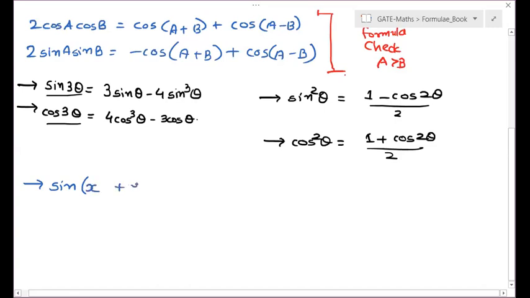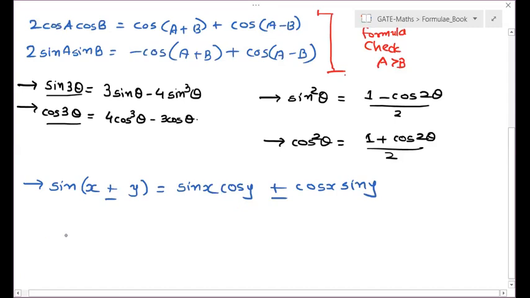So sin(x plus y), its formula is sin x cos y plus cos x sin y. But suppose in the exam, instead of plus, you have minus, then this formula will become sin x cos y minus cos x sin y.